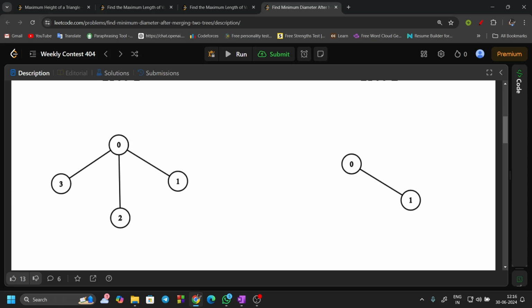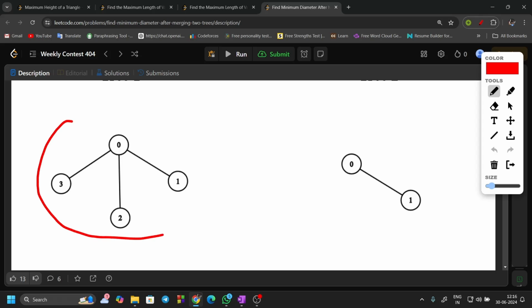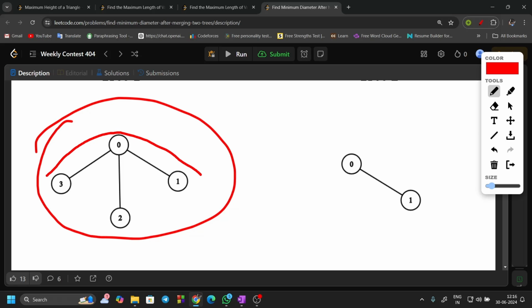So the diameter of a tree. Let's suppose we only have the first tree. For this tree, what would the diameter be? We can say it is the longest path in the tree. So we have to pick a path that is the longest path possible in this tree. For this case, we can pick a path like this. It would have a length of 1 plus 1, so 2. So 2 would be its diameter.